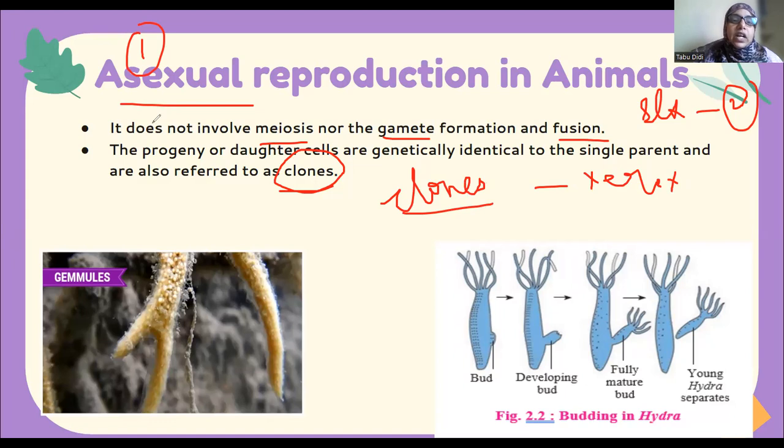Similarly, when we talk about asexual reproduction, the progeny or the daughter cells that are produced will be genetically identical to the parent. And the parent is only one, so there will be no genetic variation. So the concept of evolution and variation will not come into the picture when we are talking about asexual reproduction. These progeny, the newborns or new individuals produced, will also be termed as clones. Very, very important.